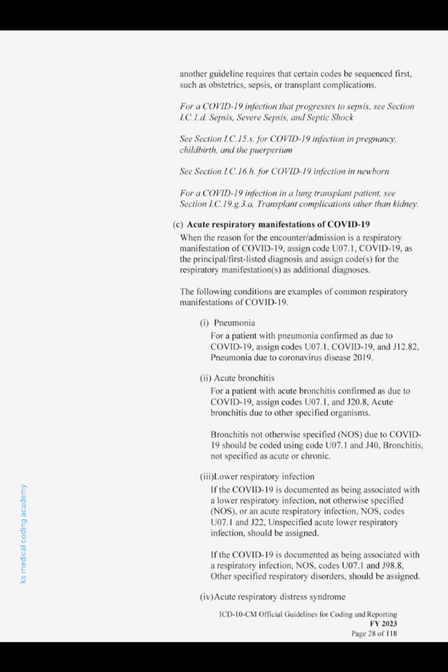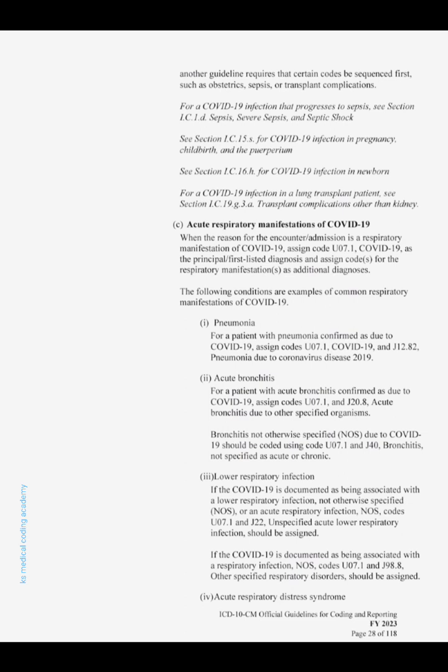C. Acute respiratory manifestations of COVID-19. When the reason for the encounter, admission is a respiratory manifestation of COVID-19, assign code U07.1, COVID-19, as the principal, first listed diagnosis and assign codes for the respiratory manifestations as additional diagnoses. The following conditions are examples of common respiratory manifestations of COVID-19. I. Pneumonia. For a patient with pneumonia confirmed as due to COVID-19, assign codes U07.1, COVID-19, and J12.82, pneumonia due to coronavirus disease 2019.